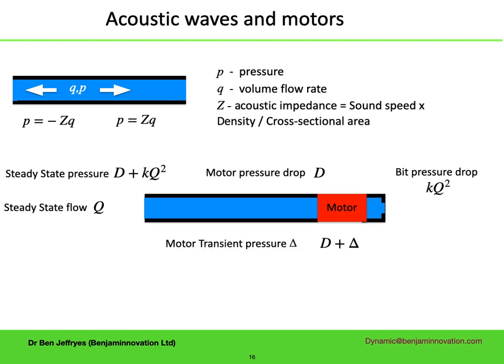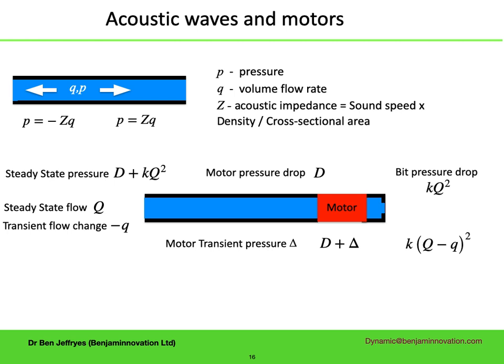Now, if there is an extra torsional load on the bit, it creates an additional pressure drop across the motor of capital delta. This is going to generate a transient pressure wave heading up the pipe, and the pressure and flow are related, so there will be a transient flow rate change too, minus Q. But how big will that be?